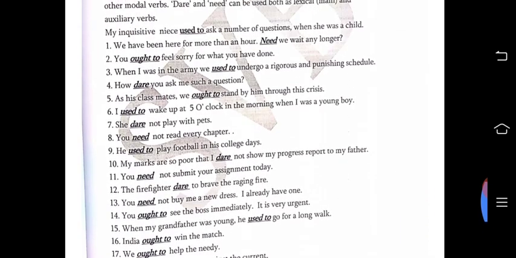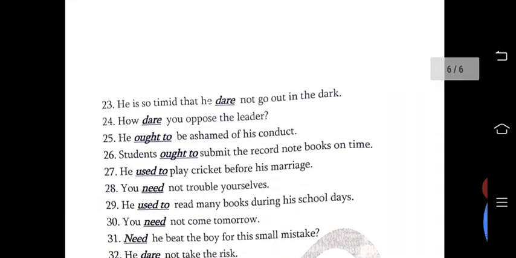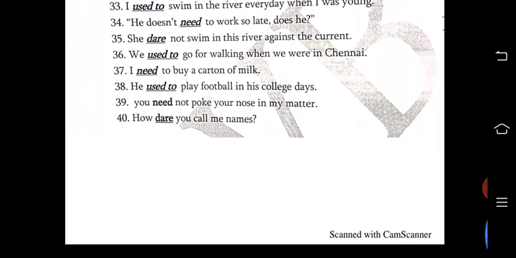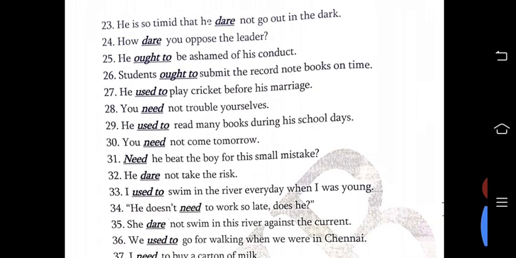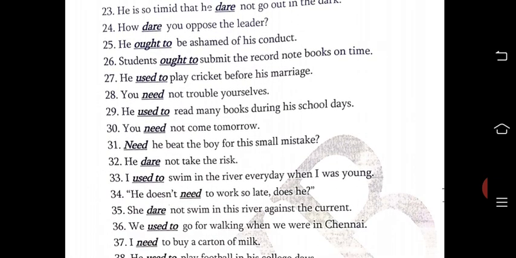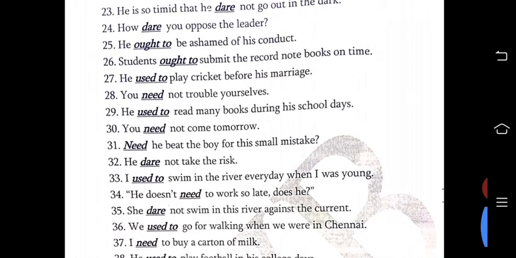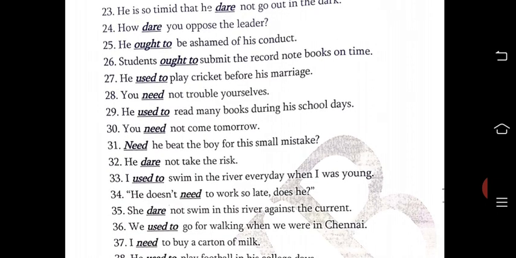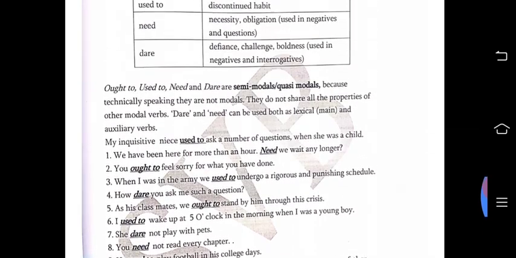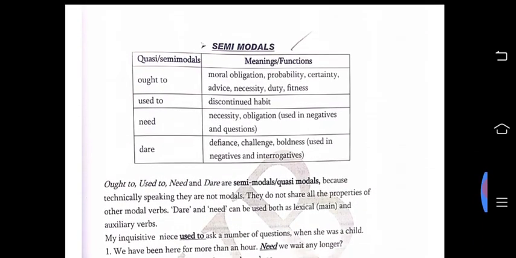So take a screenshot and you can make a note. Okay students, hope you have understood modals and semi-modals well. Again, I'm telling you, just make a note. So all the examples I have given here, you just make a note. And then just draw all sort of notes which I have given in that video. Okay. So in the separate grammar note, 11th standard grammar note. Got it or not? Everything you have to do.